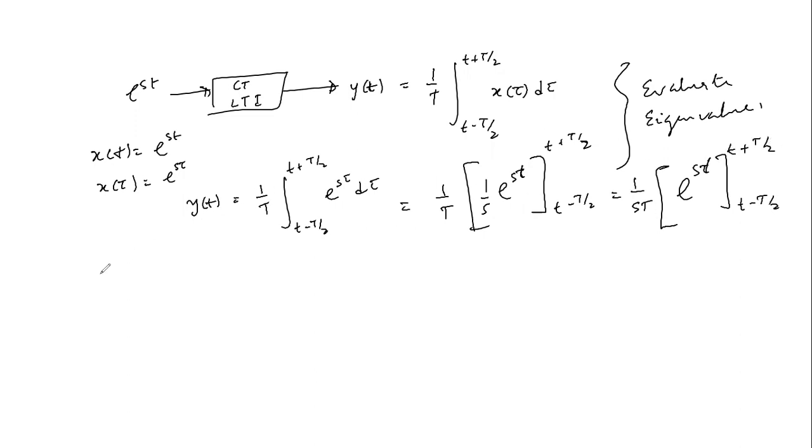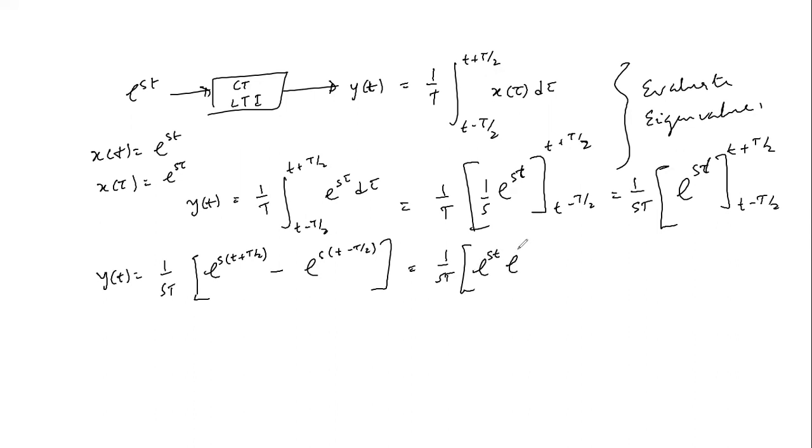So once we substitute the limits into the integration, we have y of t to be the same as 1 over sT, e^(s(t plus T over 2)) minus e^(s(t minus T over 2)). Then this gives us 1 over sT, e^(st) e^(sT over 2) minus e^(st) e^(minus sT over 2). Then this will give us 1 over sT.